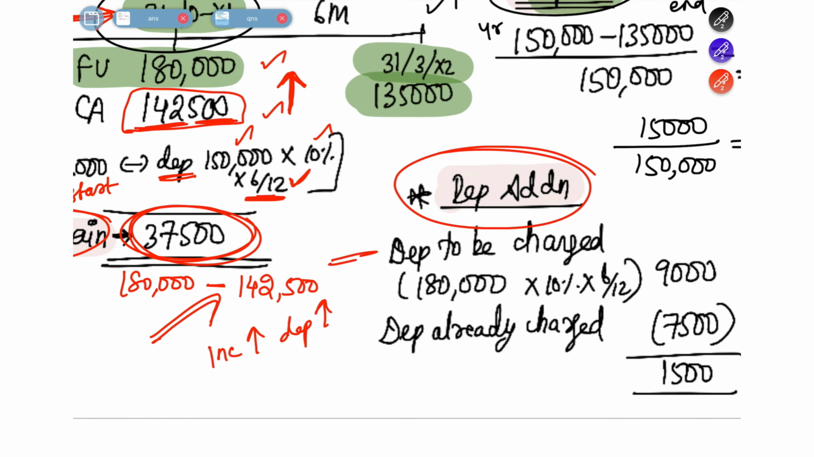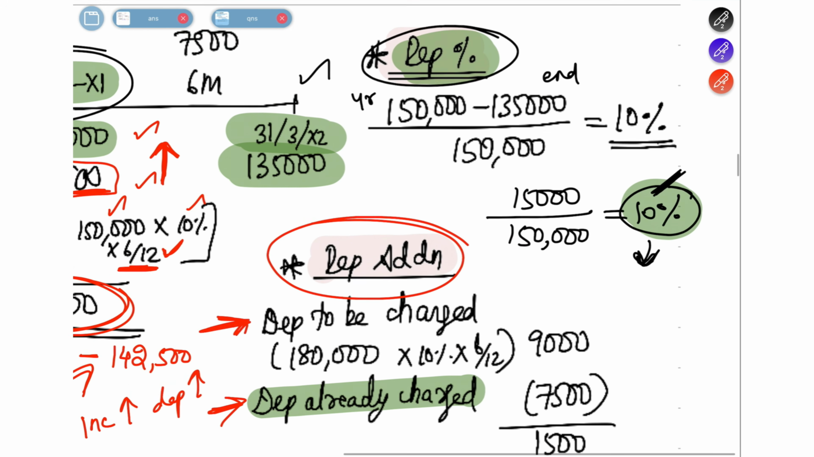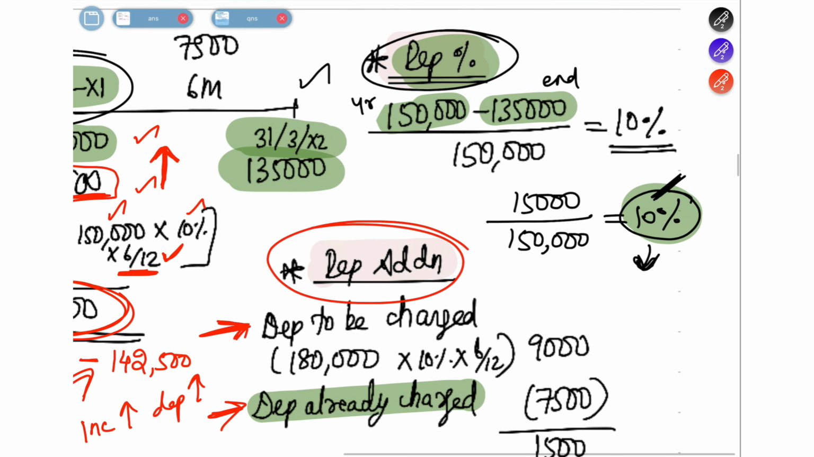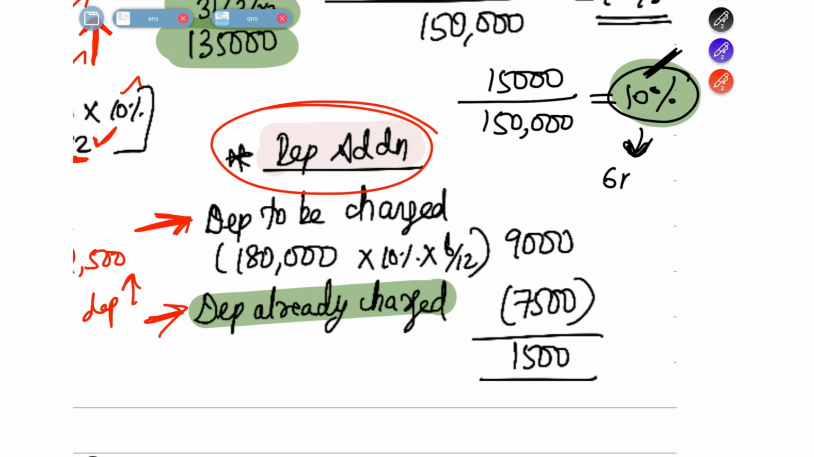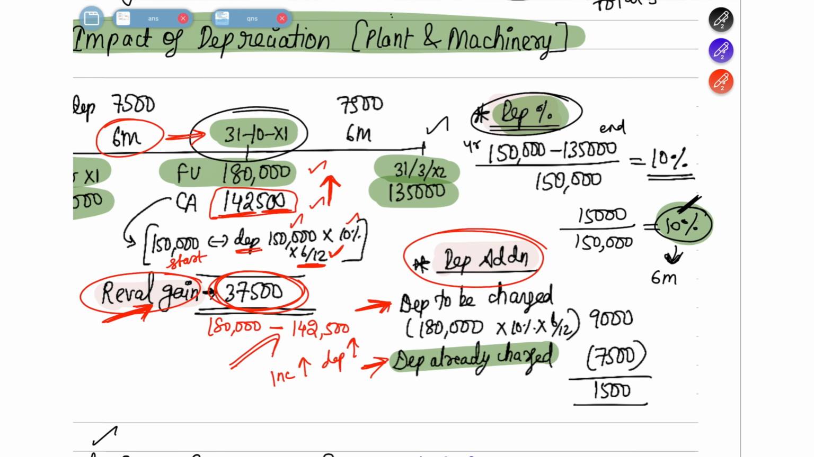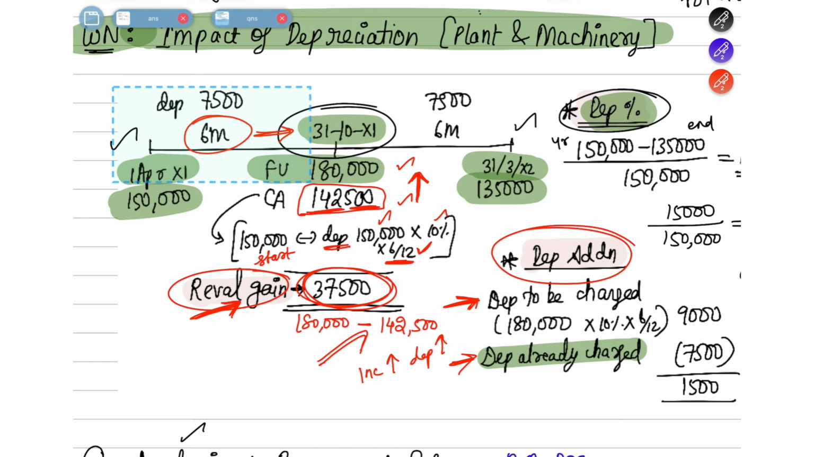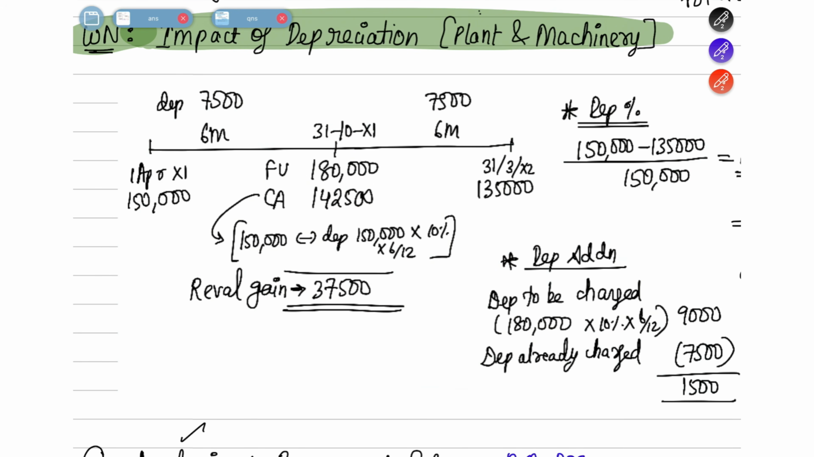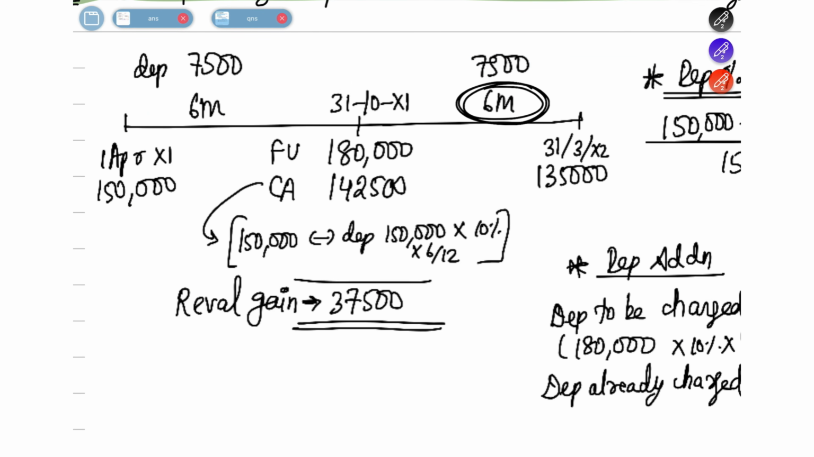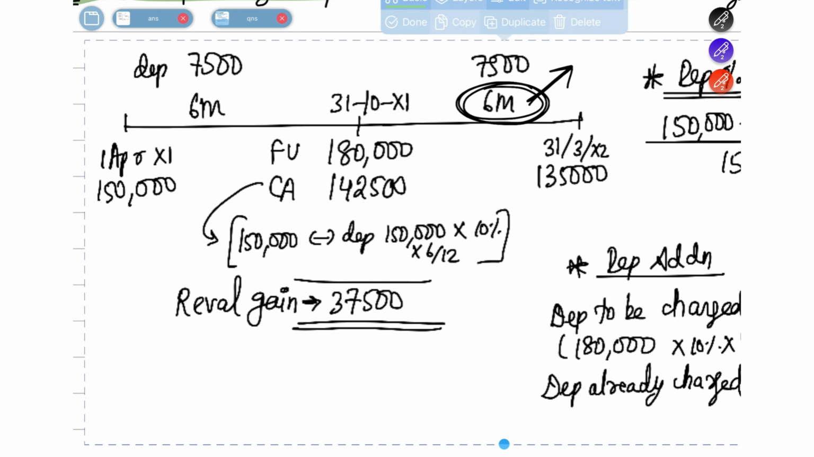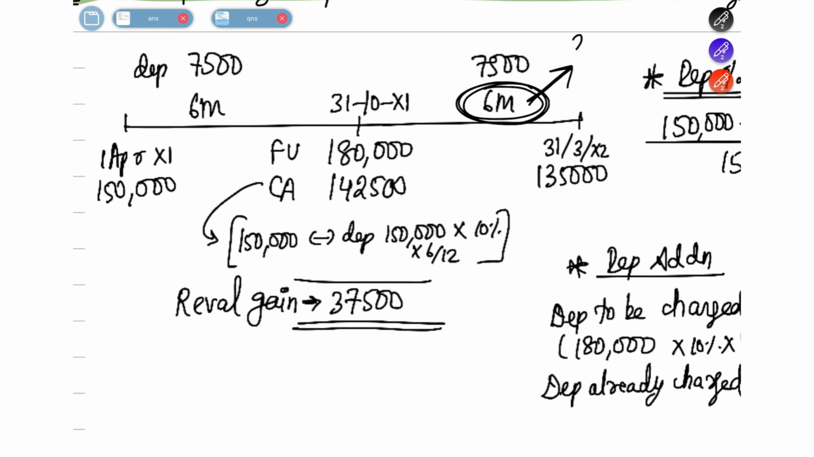So how much depreciation have you already charged? So first let's find out that. The depreciation that you have already charged is 1,50,000 minus 1,35,000. So you have to see for 6 months, because I'll tell you what happened here. Let me first erase this. Okay, so now for this 6 months, you have already charged a certain depreciation, suppose X amount of depreciation.